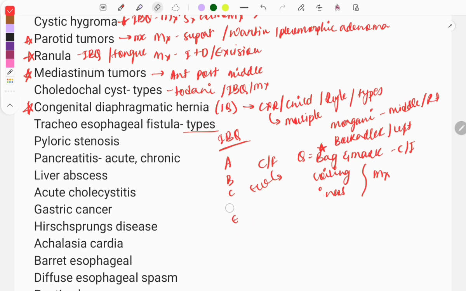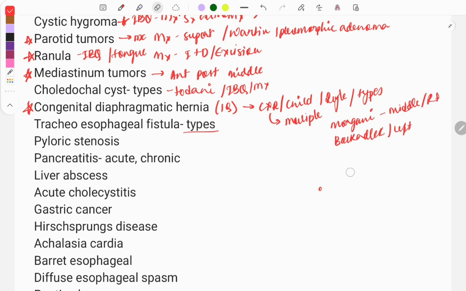Then moving on to some next important topics like pyloric stenosis. The congenital hypertrophic pyloric stenosis is also an important topic. In this condition there is hypertrophy of the muscle, due to which there will be obstruction, and the food is not able to pass into the intestine. Questions are asked on its investigation of choice, which is the USG, and also on the management.